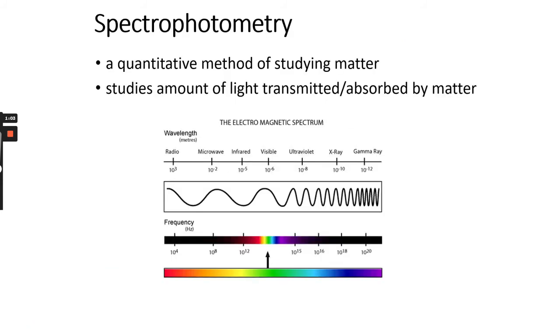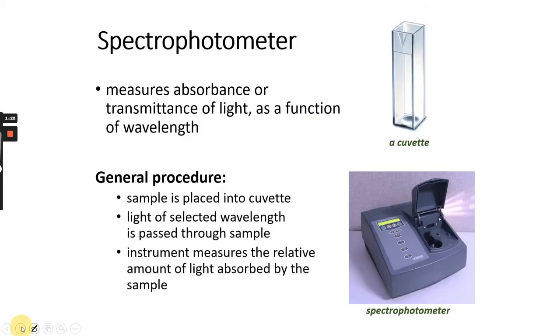So you can use a spectroscope or spectrometry to actually measure concentrations. It's a quantitative method of studying matter. It studies the amount of light that is either transmitted or absorbed by a piece of matter. So we use a spectrometer, and here's a picture of one. This is not the exact one we have at our school, but this is a little bit more deluxe.